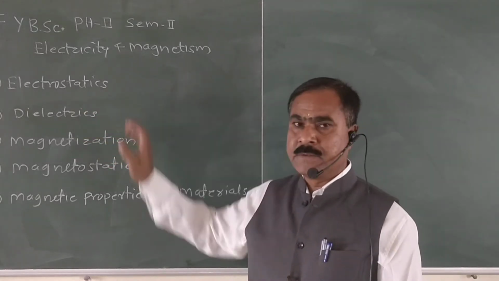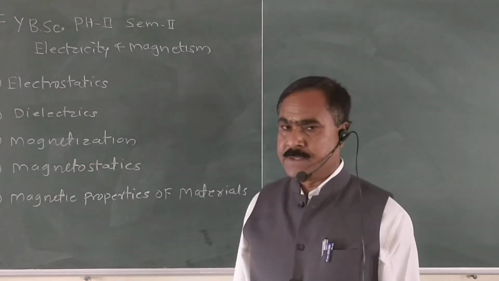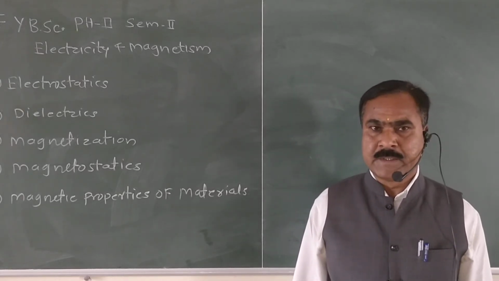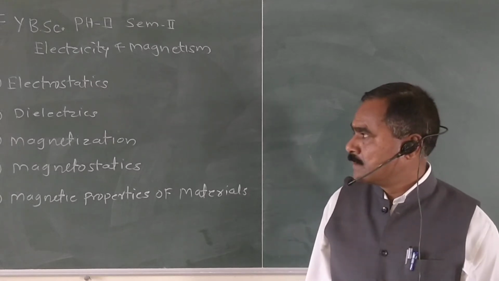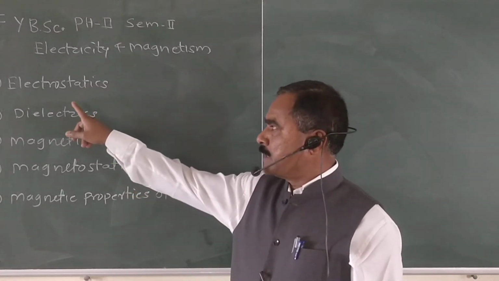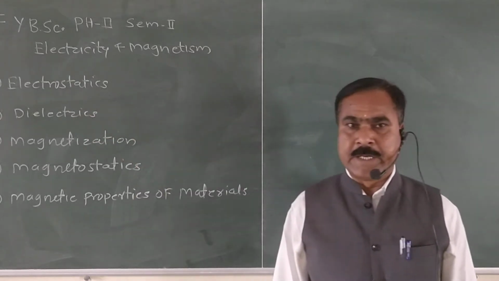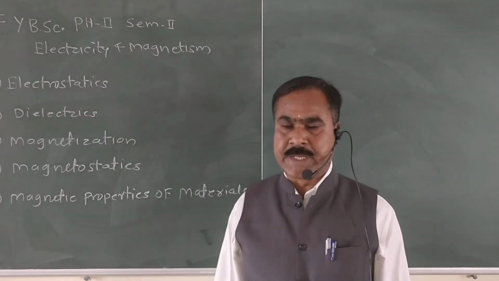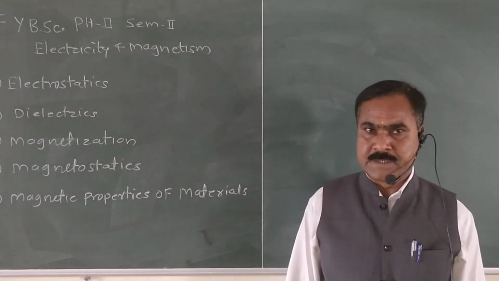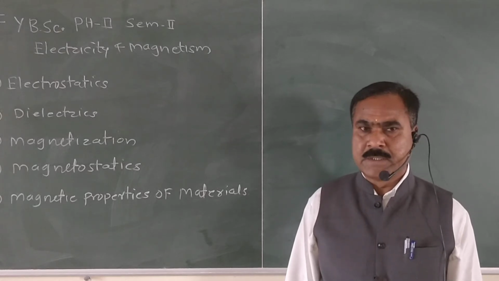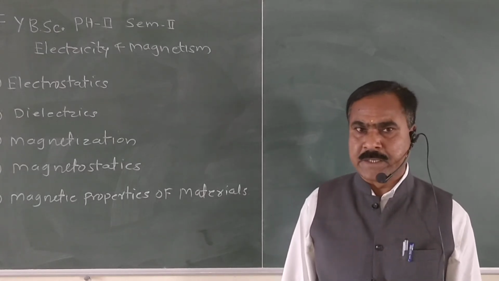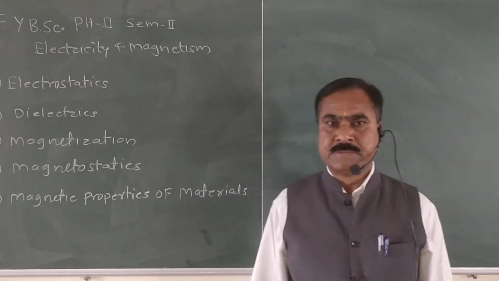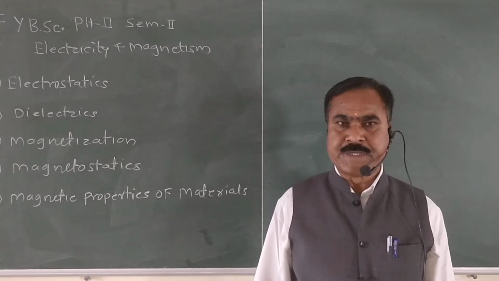So the first chapter is electrostatics. In this chapter we have to study mainly Coulomb's law and Gauss's law, right? If we consider electrostatics, electro means electricity and statics means stationary or at rest. That means here we have to consider the charges at rest. When the charges are at rest, these charges are called point charges.